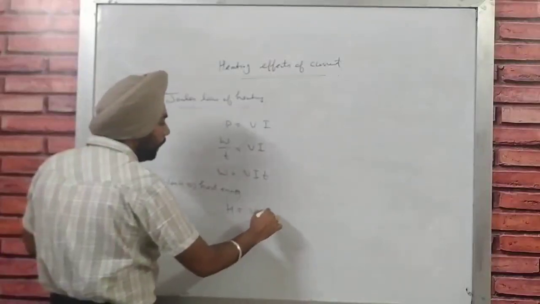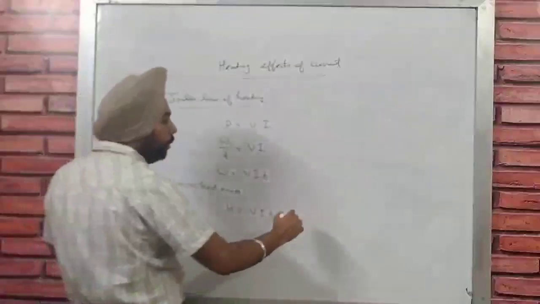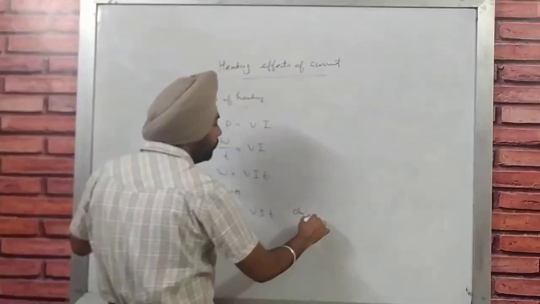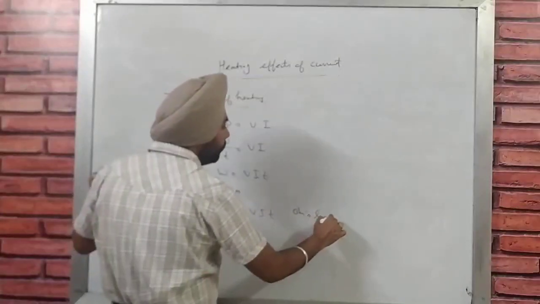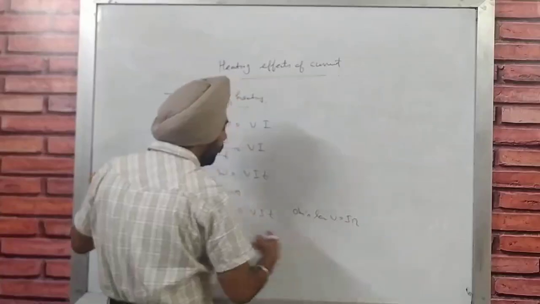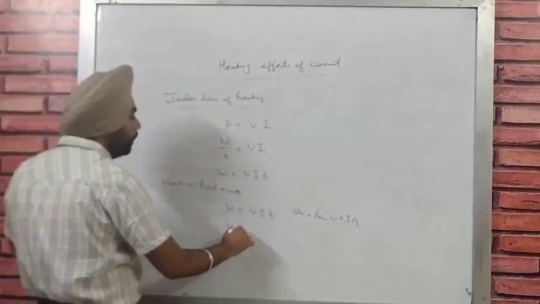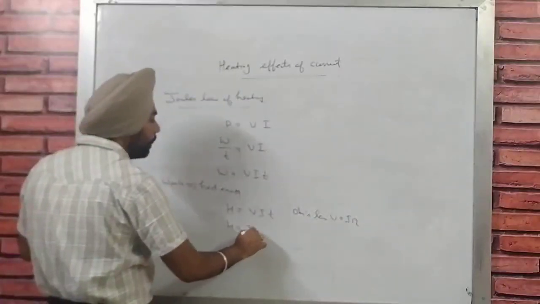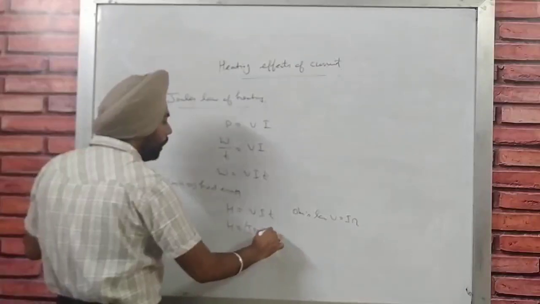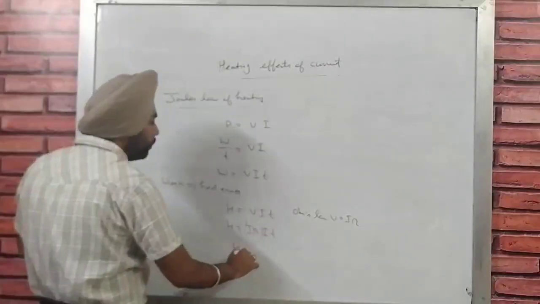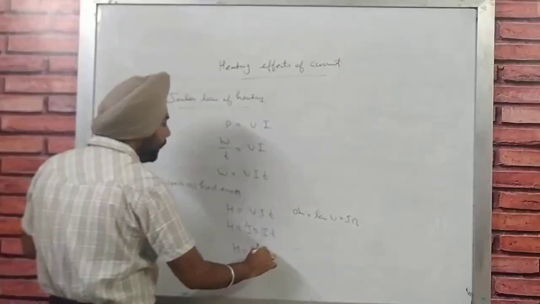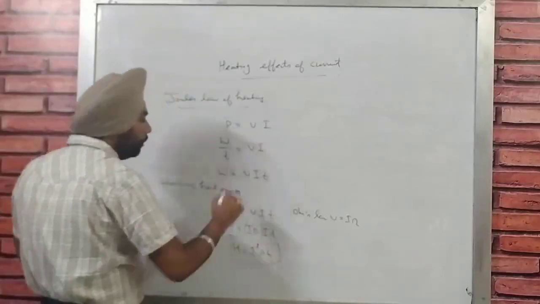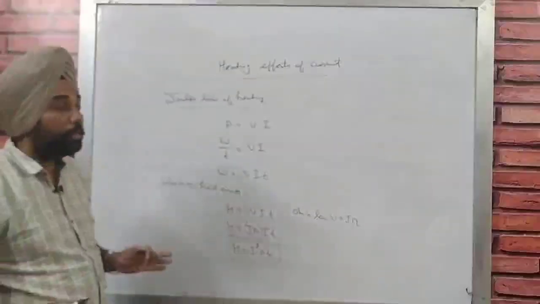So H is equal to VI into T. Now using Ohm's law, what is Ohm's law? V is equal to IR. So we are just putting that value here. It means IR into I into T. So H is going to be I square RT, which is known as Joule's law of heating. It's very simple for you.